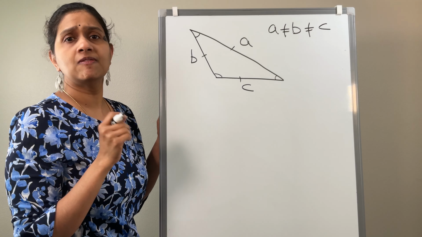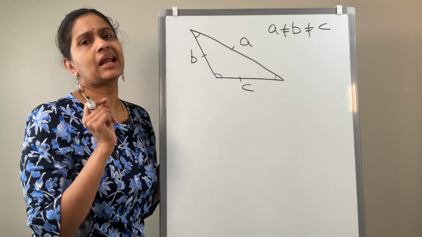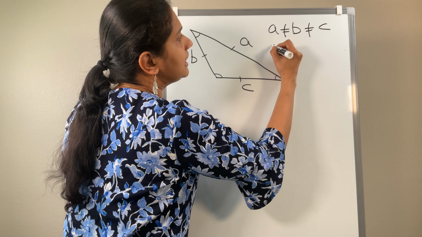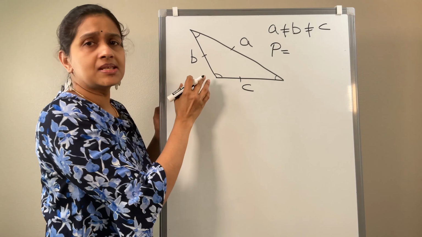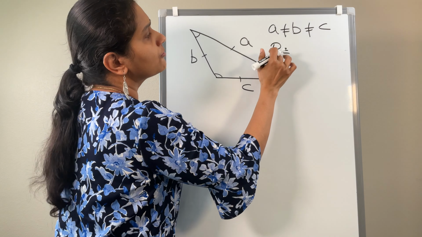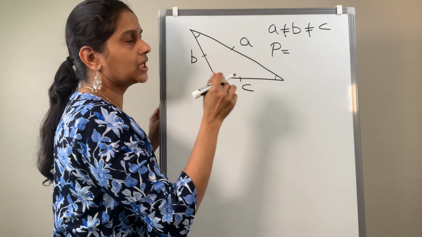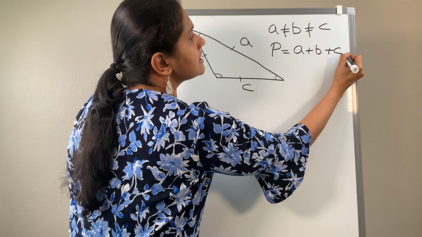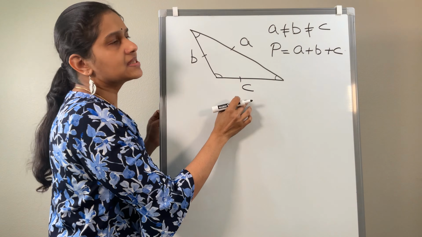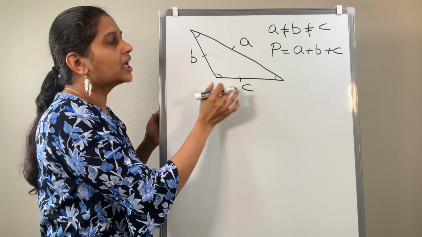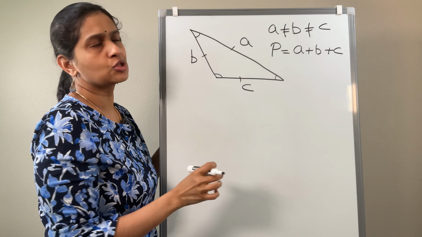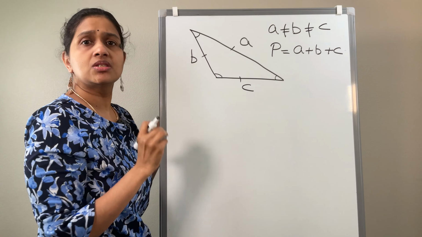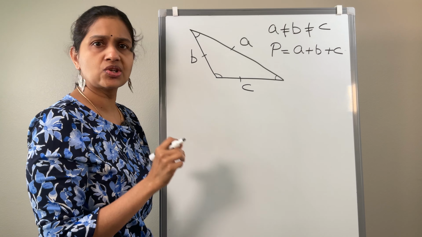Now in this video we will see what the perimeter and area of a scalene triangle are. Let us notate the perimeter as P. Then what is the perimeter of this scalene triangle? The formula for finding the perimeter is A plus B plus C, where A, B, C are the three sides of a scalene triangle. So the perimeter will be the sum of all these three sides.